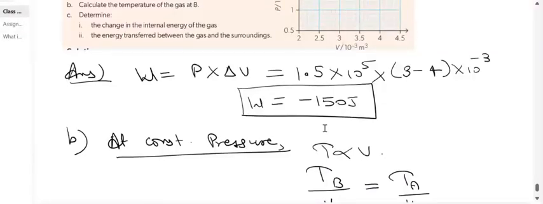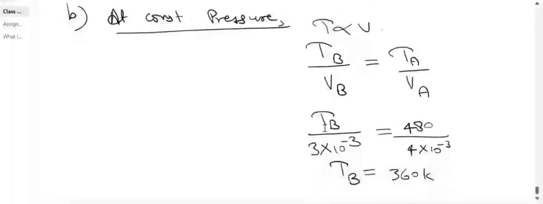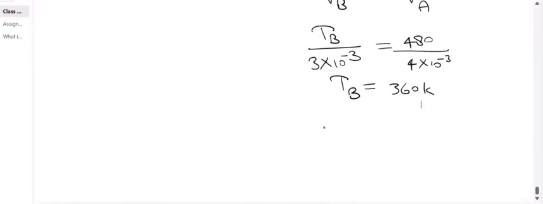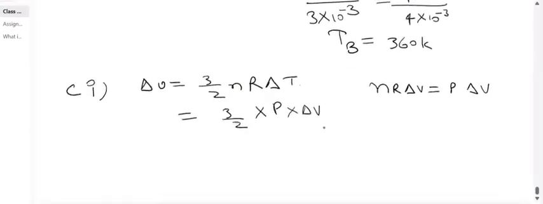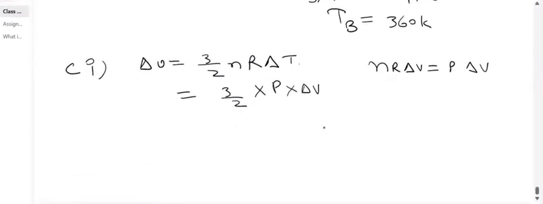Change the 3 by 2 nR delta T. Okay, so basically we will have the formula delta U equals 3 by 2 nR delta T. Let's apply the values: 3 by 2 multiplied by nR delta T. How can we write this? Can we write that nR delta T is equal to P delta V? Yes, ma'am. So can I write P delta V over here? Yes, ma'am.